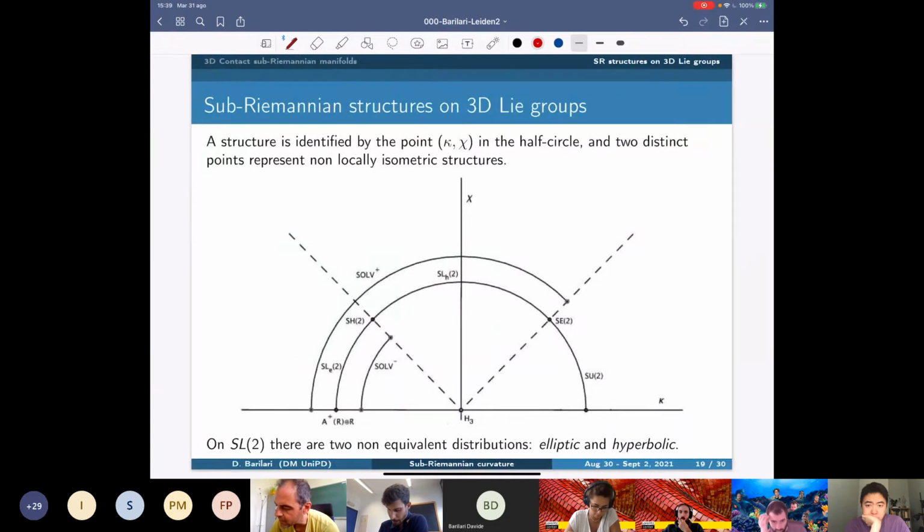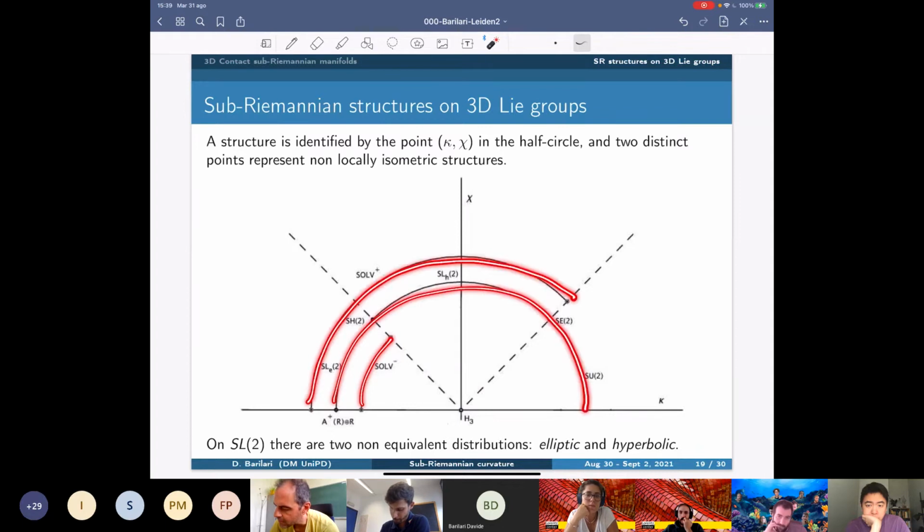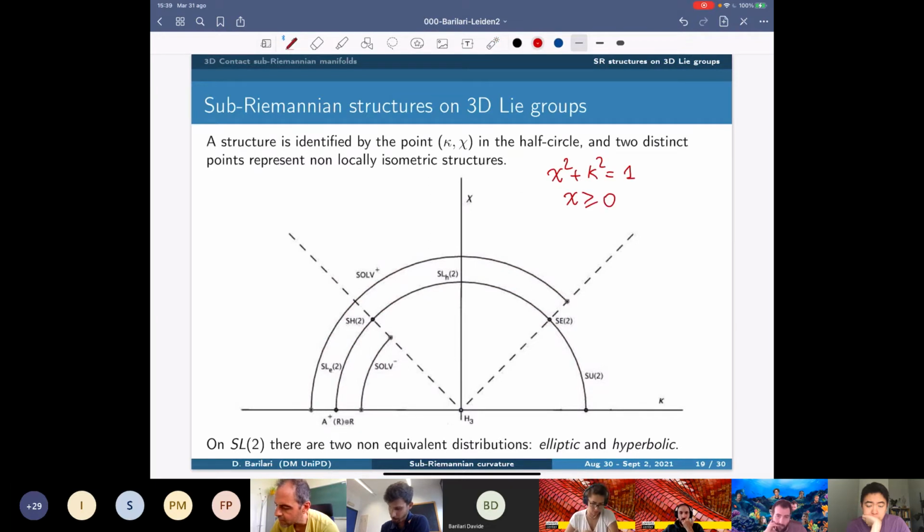So this is the picture. We have these half circles here, which is a normalization. These 3 parts of circle are supposed to overlap because they describe chi squared plus kappa squared equal 1 with chi bigger or equal than 0. And the important part here are these points, which are kind of model spaces.